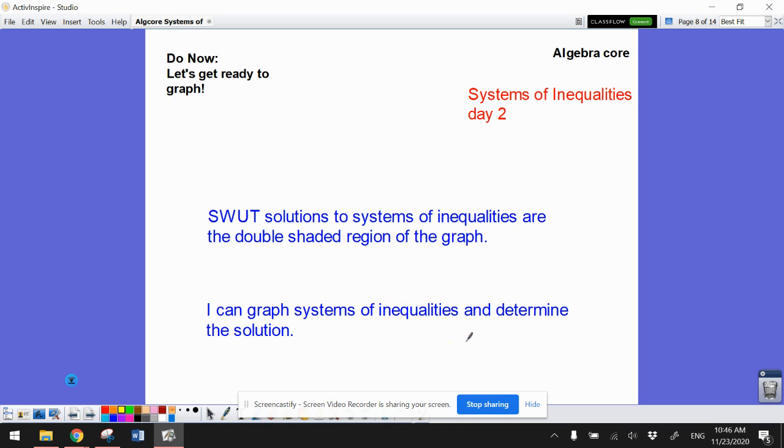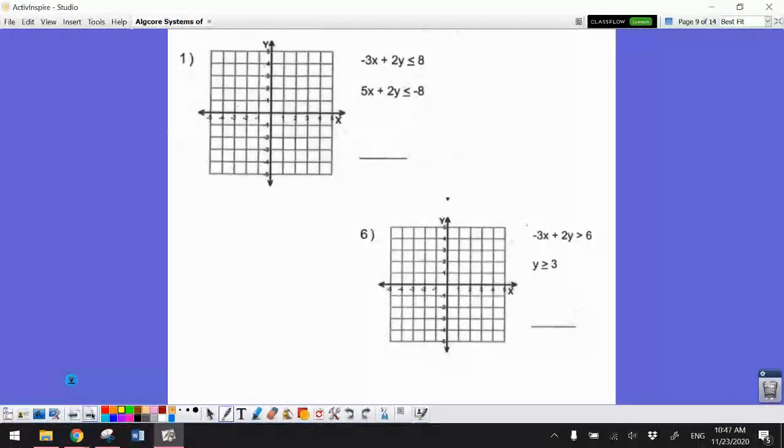Okay, so let's get started today with our second day of systems of inequalities. If you remember back to yesterday, we were looking for the solution to a system of inequalities, which meant we were looking for the double shaded region, where both equations are true. So let's do some problems today and see if we can figure out our solutions.